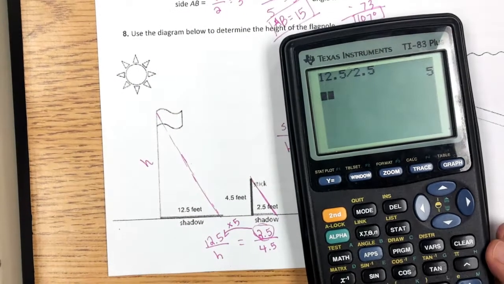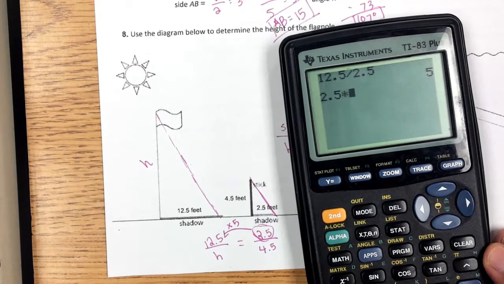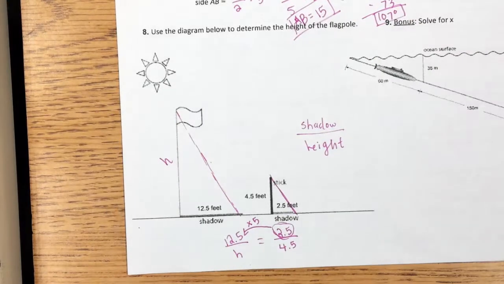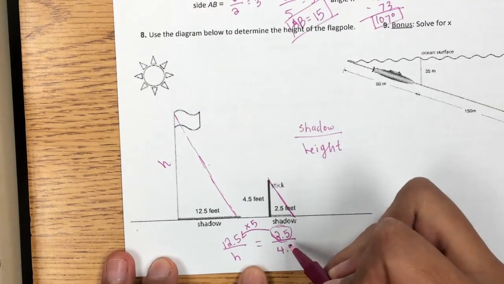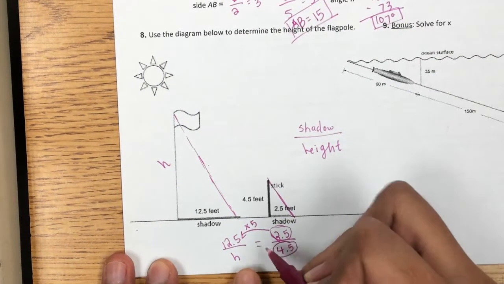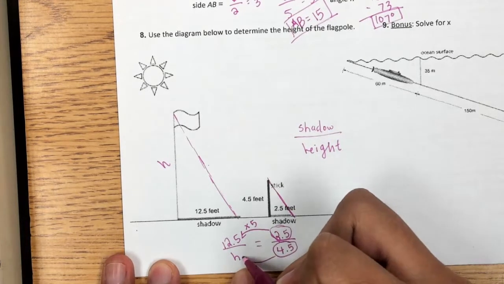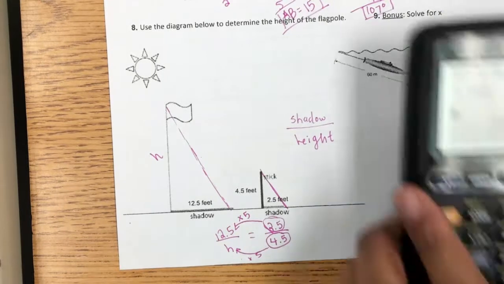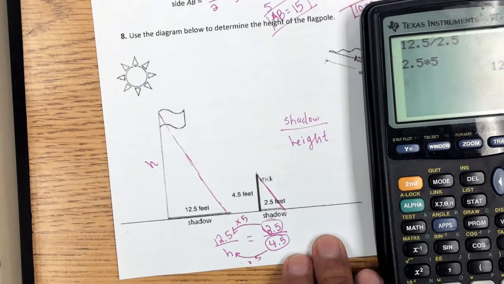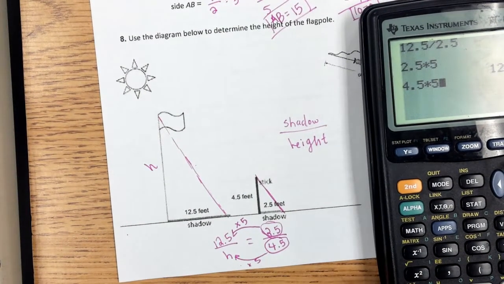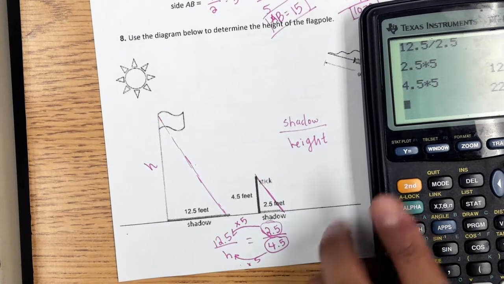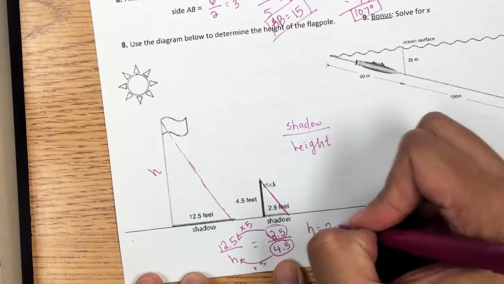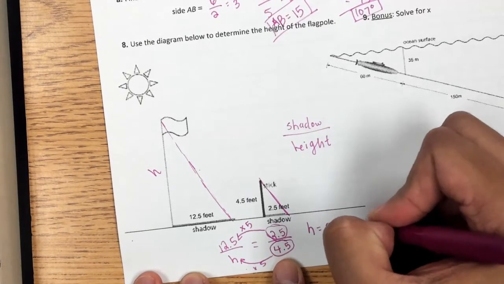Let's test it really quick just to be sure. 2.5 times 5 is 12.5. Excellent. So you should be able to do the same exact thing for 4.5. You're going to multiply it by 5 in order to get H. And we are almost done. 4.5 times 5 gives me 22.5. So the height of the flagpole is 22.5 feet.